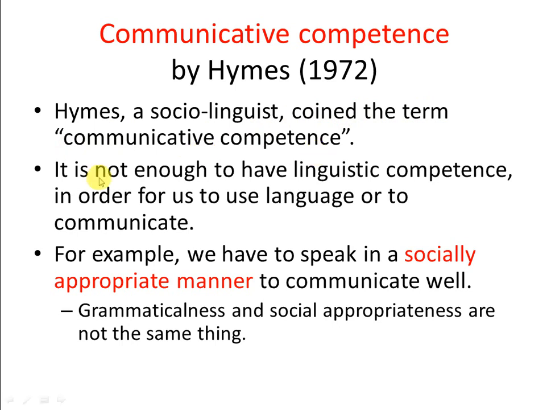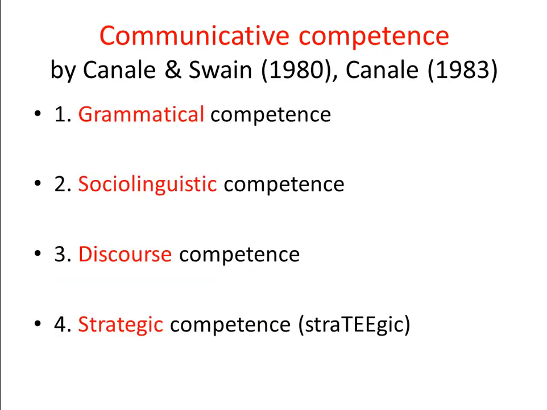So he thought it is not enough to have linguistic competence. In order for us to use language or to communicate, we need more than that. So for example, we have to speak in a socially appropriate manner to communicate well. So grammaticalness and social appropriateness are not the same thing. They're different. And the notion of communicative competence was expanded by these researchers. So according to them, communicative competence has these subtypes of competence: grammatical competence, sociolinguistic competence, discourse competence, and strategic competence.